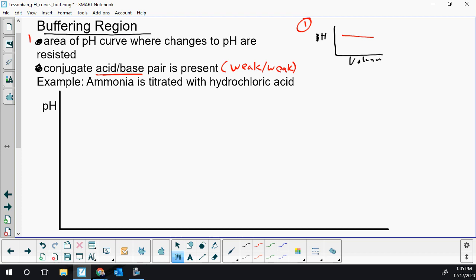So let's see what happens when we titrate ammonia with hydrochloric acid. We're actually going to get a buffering region out of this. So we're going to graph this out and then analyze for those 2 points, bullet 1 and bullet number 2. Now, we've already talked about ammonia and hydrochloric acid. I'm not going to go through the 5 steps to predict the reaction.